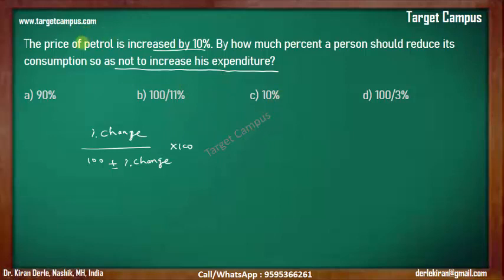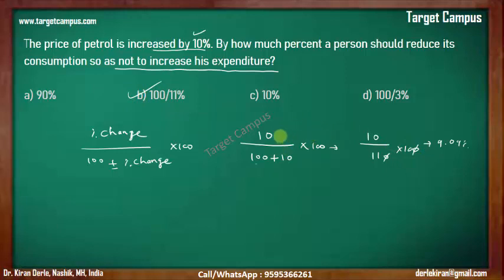So the price of petrol is increased by 10%, so percentage is 10, right? And 100, as this is increased, so we have to add this, right? If it would have been decreased, we have to subtract this from 100 into 100. So this is nothing but 10 upon 110 into 100. This 0 goes out, this 0 goes out. So this is nothing but 100 upon 11, which happens to be 9.09%, or this is the option 100 by 11%, right?